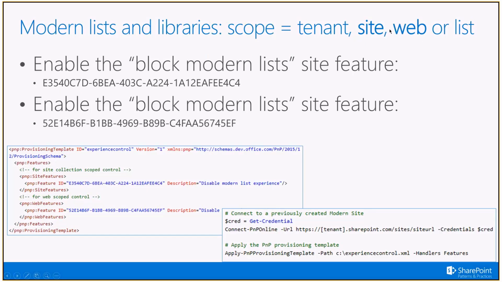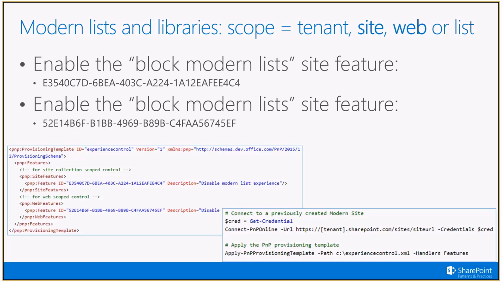It's similar to the pages model, but in this case, instead of disabling a feature, you have to enable a blocking feature. So we have 2 new features, one site and one web scoped feature. And actually, the slide is showing site. This should be web. 2 features which you have to enable. So if the feature is enabled, the modern list and library experience will be blocked at the site collection scope or a particular web scope. How can you do this?